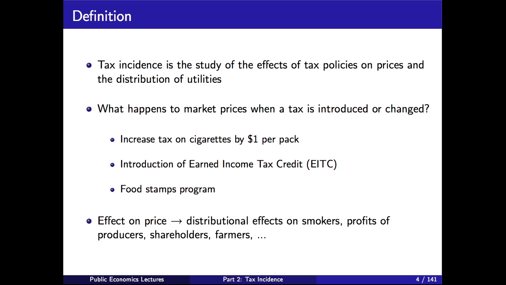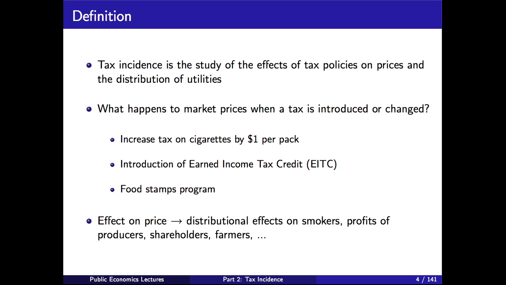Tax incidence is the study of the effects of tax policies on prices and the distribution of utilities. Okay, so incidence is about how the pie gets split across people in the economy. Efficiency is about the size of the pie. Okay, so we draw that sharp distinction between the impacts of any policy, incidence and efficiency.